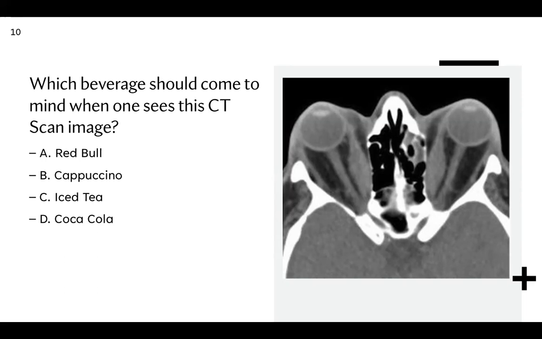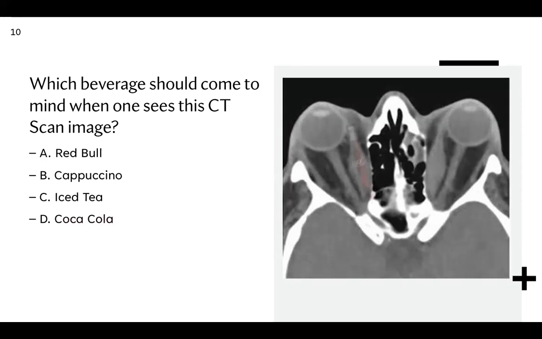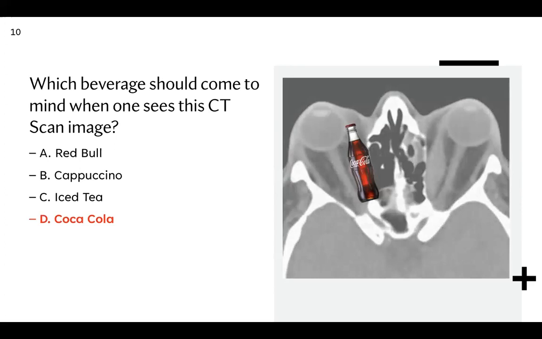Your time is over, and the right answer is Coca-Cola. You can see that this is a Coca-Cola bottle sign, with tendon-sparing thickening of the extraocular muscle. In this axial image, you can see that the muscle resembles the shape of the old generation glass bottles of Coca-Cola. And that's why it's called a Coca-Cola sign.